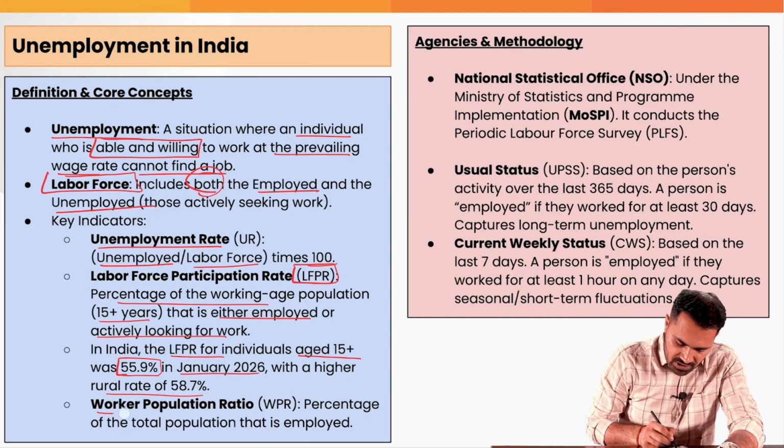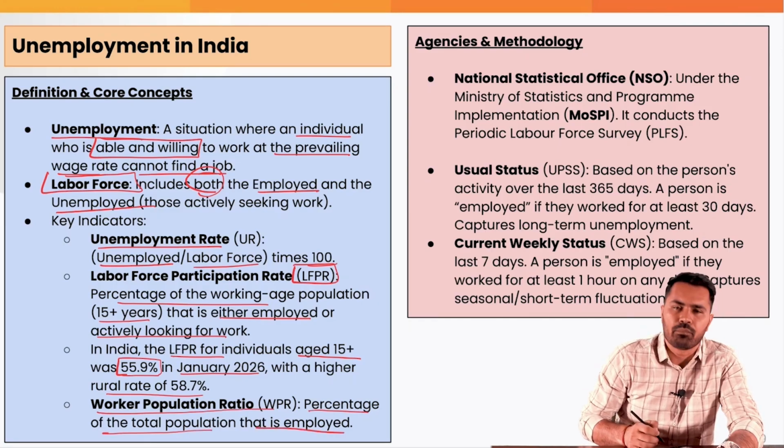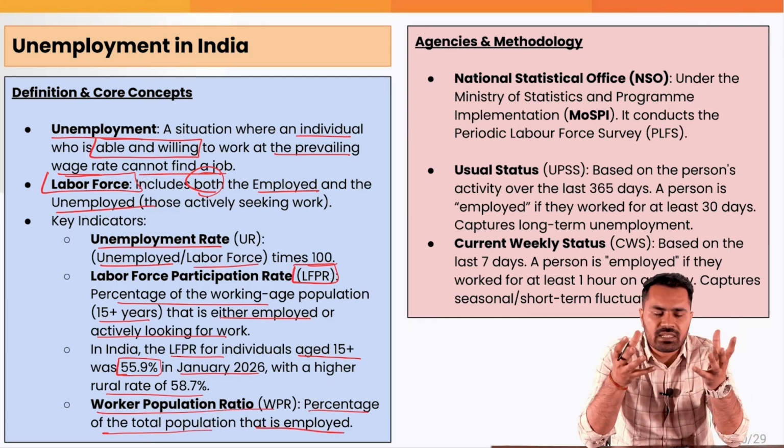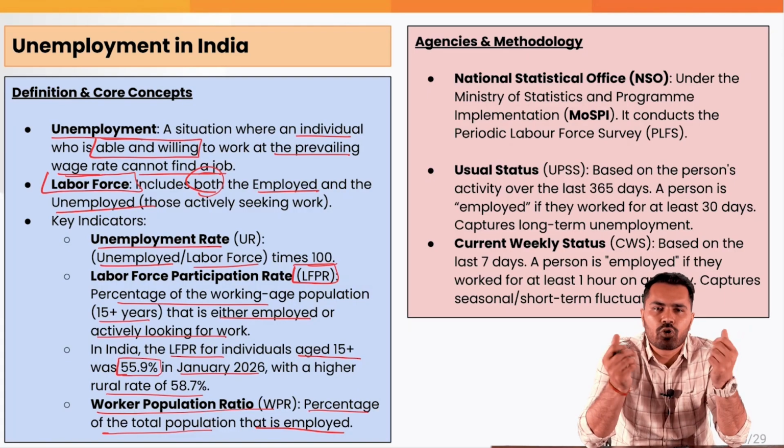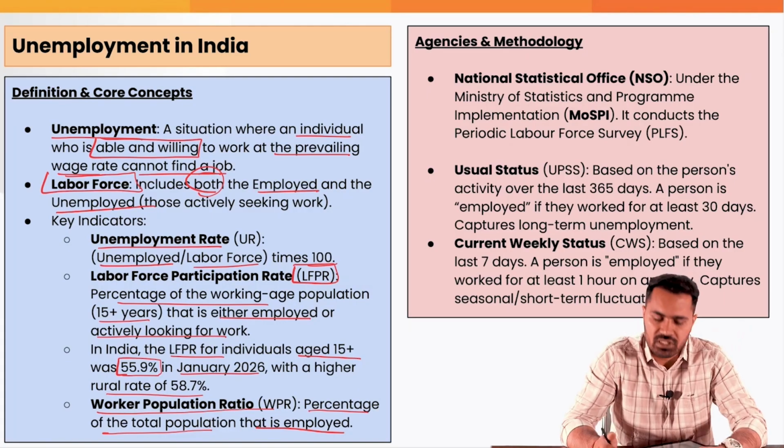Now the worker population ratio basically shows the percentage of the total population that is employed. The worker population ratio tells you about workers in the entire population, basically the employed divided by the total population.